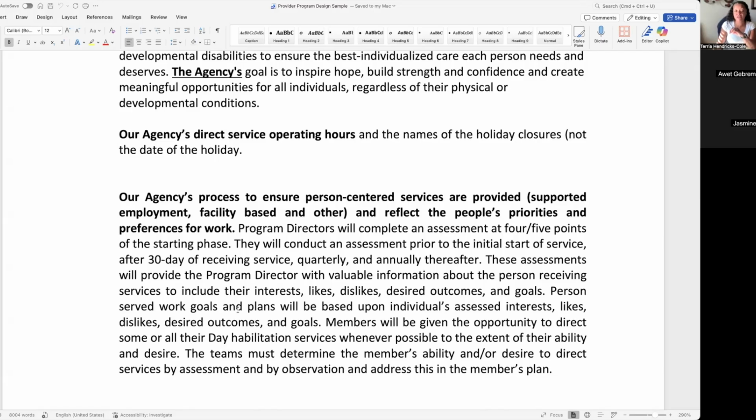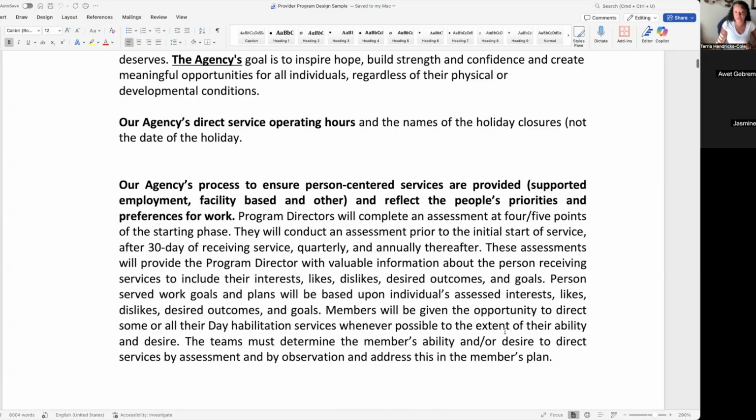Okay, so this part is very, very important. I would make very little changes to this if you're planning on making changes to this document. This is the one part that is required. You need to make sure that that assessment is done and all of their support plans are set up based upon their desired outcomes, goals, likes, dislikes, and their interests.